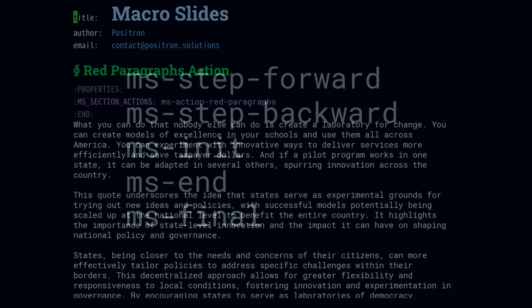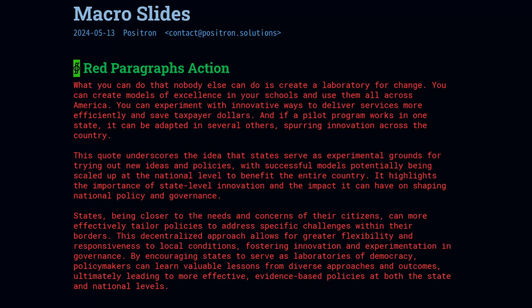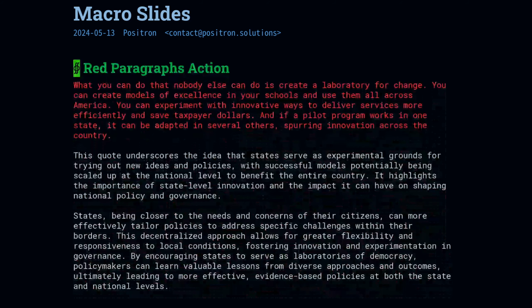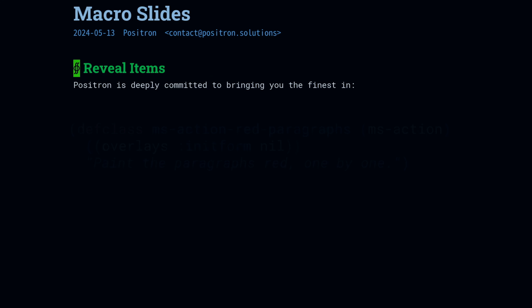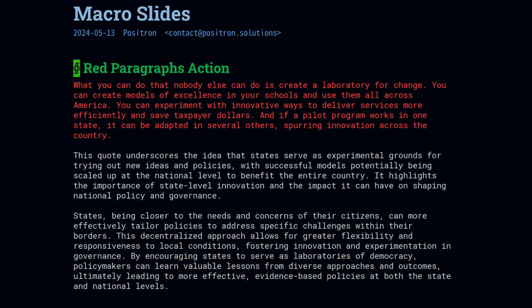We want our action to step through all of the paragraphs that are in the section. That's the part of the contents that's between the headline and the children. The closest class to something like that just reveals items one by one. The first thing we do is declare the class, and we're going to inherit from the same base classes. Let's change the color of each paragraph as we step through them.